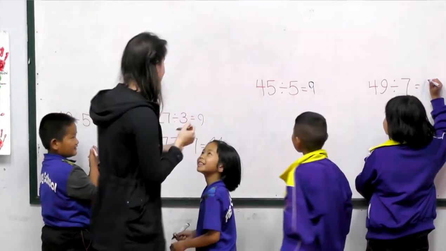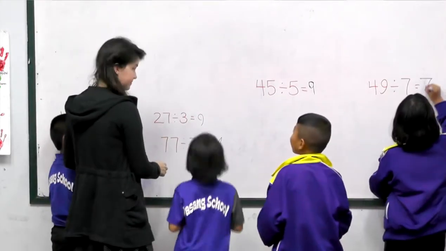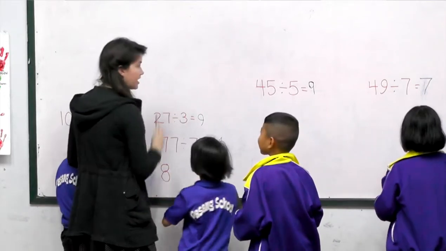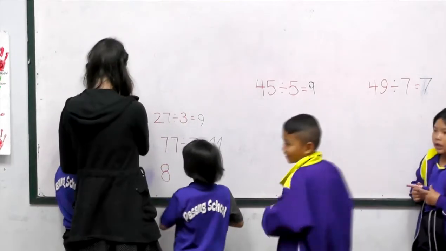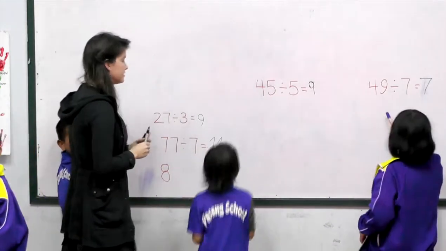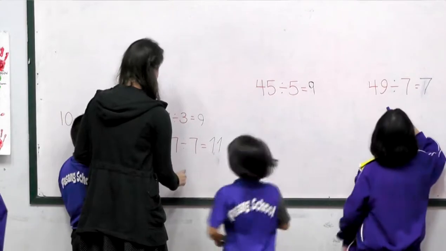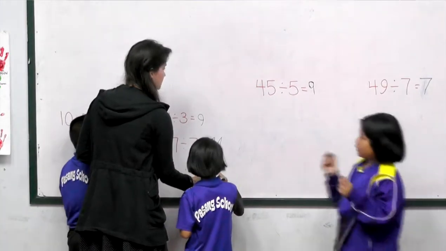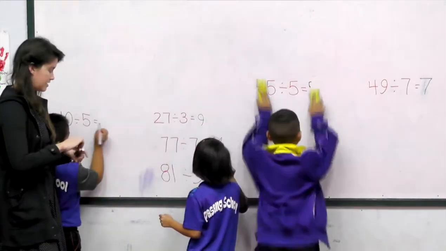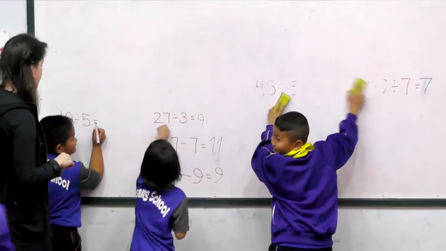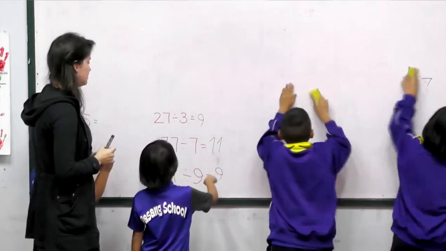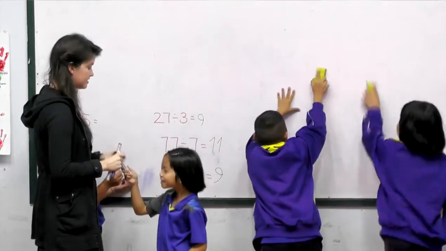Okay. Read your problem for us. 45 divided by 5 equals 9. Very nice. You're good to erase. Tell us your answer. 49 divided by 7 equals 7. Very nice. You're good to erase. Okay, Proud. Tell us what you have. 81 divided by 9 equals 9. Very nice. You're good to erase.